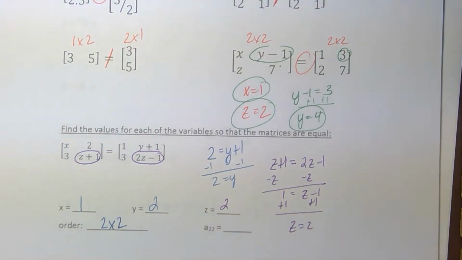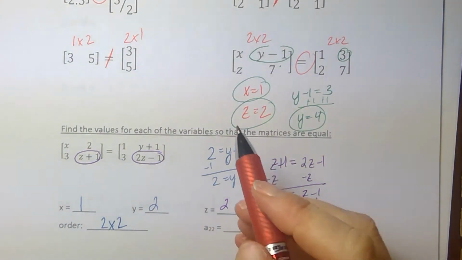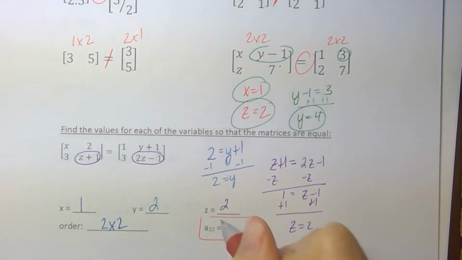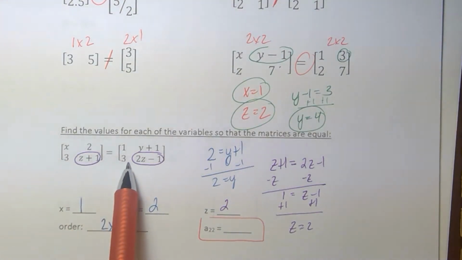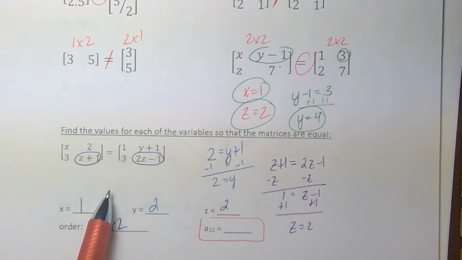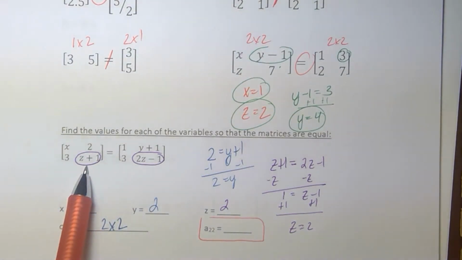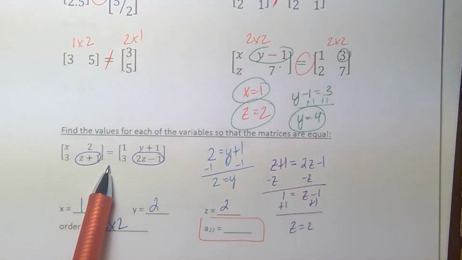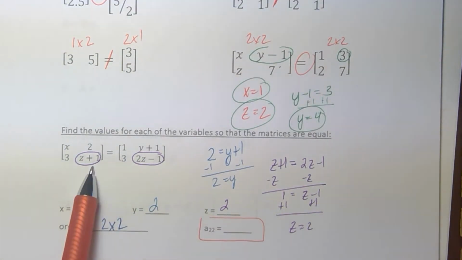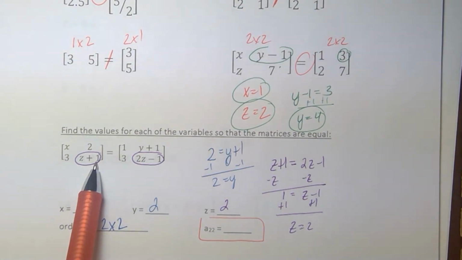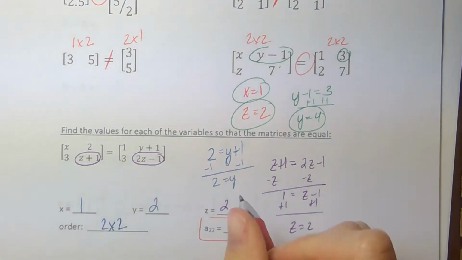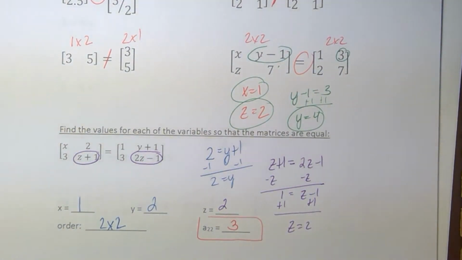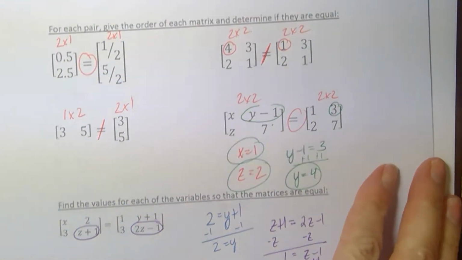Okay, and then I have one more question to answer. If z is 2, then what is the value of element 2, 2? Second row, second column. If z is 2, does it matter which matrix I look at? It shouldn't, because we said these 2 matrices are equal, which means the corresponding elements are equal. So for this first matrix, I would have 2 plus 1, or 3. And for the second matrix, I would have 2 times 2, which is 4, minus 1 is also 3. Okay, let's look at the next page.